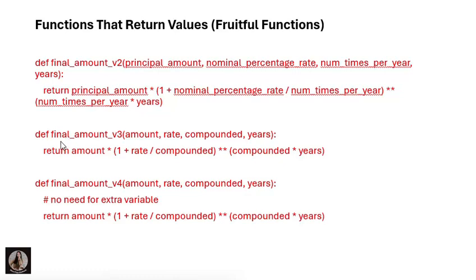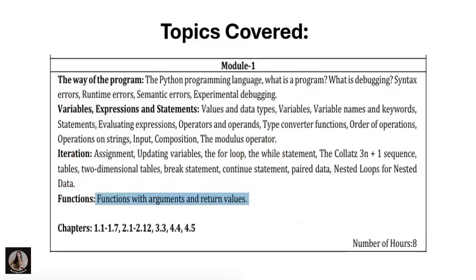In the second example, we used shorter names with the same formula. You can see define final amount V3 with amount, rate, compounded and years. I have taken the same formula here: return amount times 1 plus rate divided by compounded, exponent, compounded times years. The same formula. Here V3 and V4 are the same. Everything is the same. Here it completes Module 1.